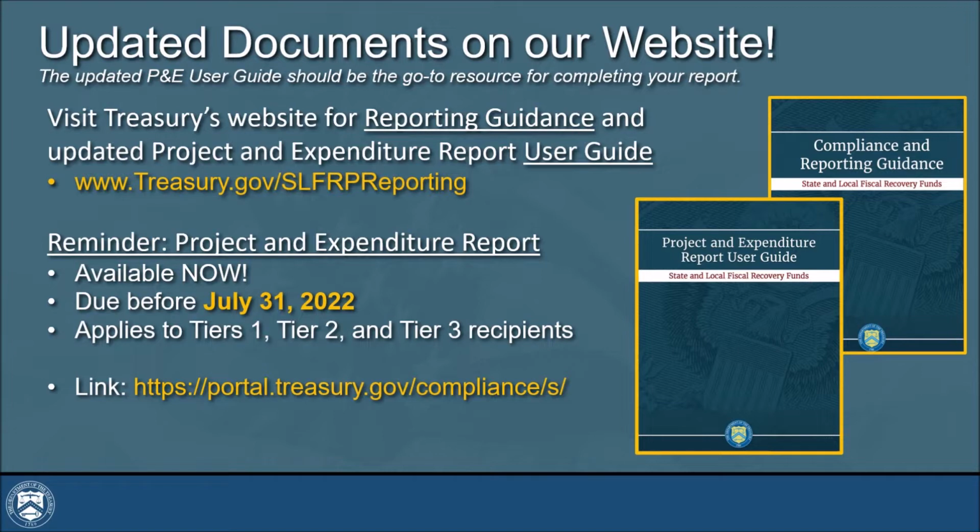And a quick reminder, the Q2 2022 project and expenditure report is available now for the largest recipients of the program, specifically those in tiers 1, 2, and 3, those who are required to report quarterly, and is due by July 31st, 2022. You should have received an email notifying you of its availability, and it included links as well as instructions on how to complete it. If you have not received that email, you can also visit the Treasury website at the link above, or log into our Treasury reporting portal directly through the hyperlink highlighted here.